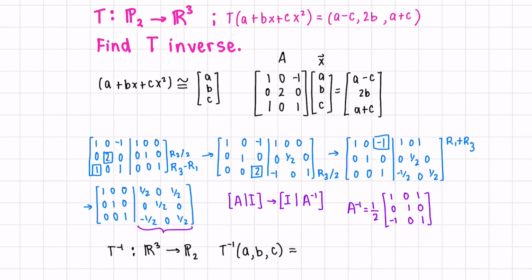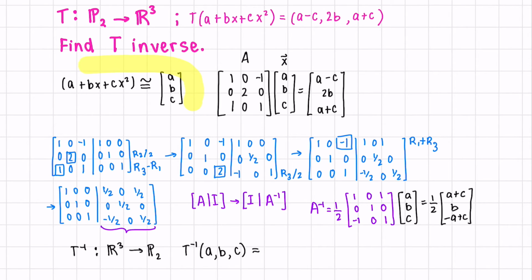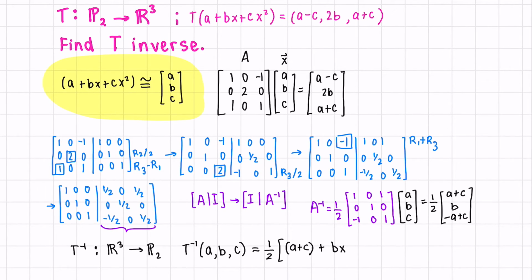What would this look like if we multiplied the inverse by (a, b, c)? We would get 1/2 (a plus c), b, minus a plus c. Now, using the isomorphism we established earlier, we can rewrite this as 1/2 times (a plus c) plus bx plus (negative a plus c) x squared.